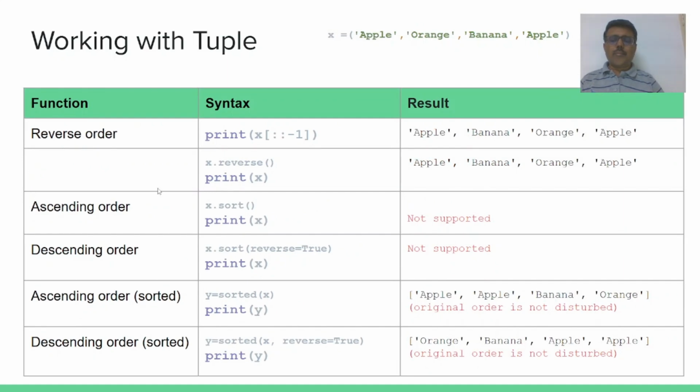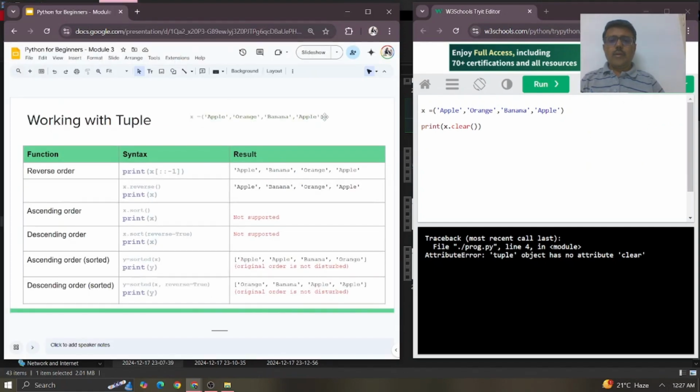So let's look at the order part of it. Since it is indexable, you can do the reverse order, but you will not be able to do the sorting. We will see why it is not supported and what the reason for it is. Even the reverse order, you will be able to perform. Let's see.